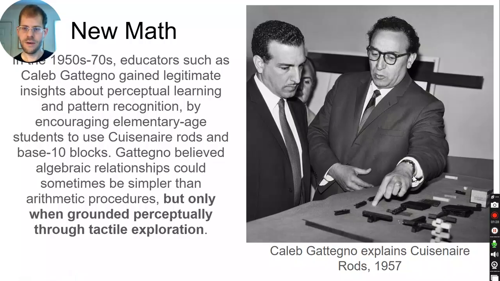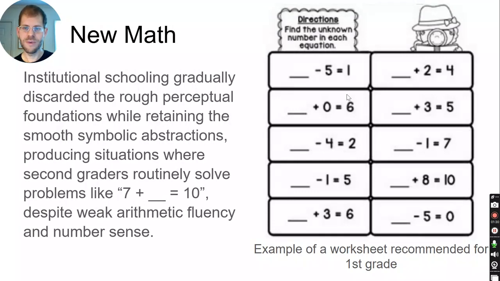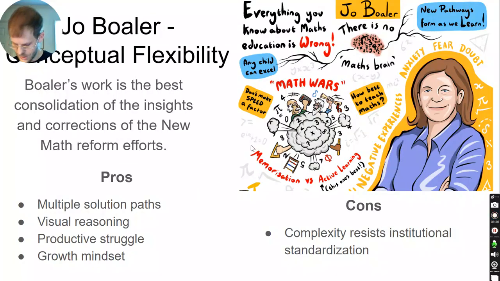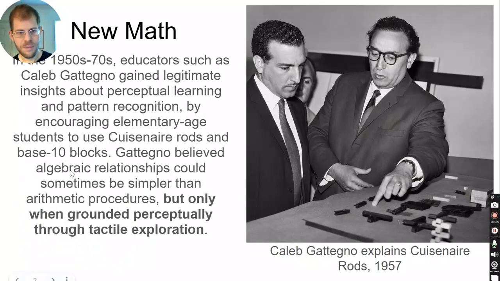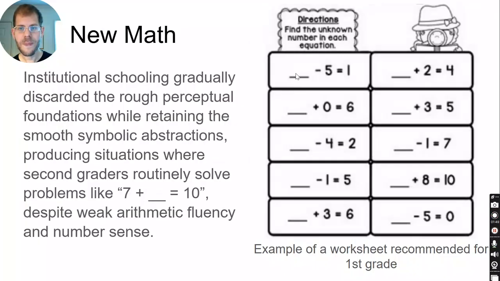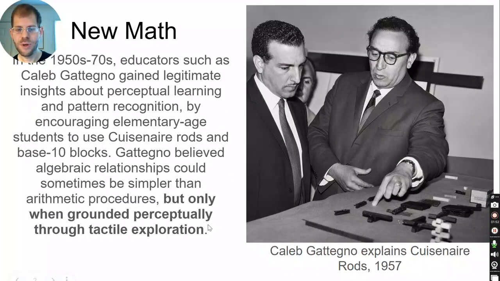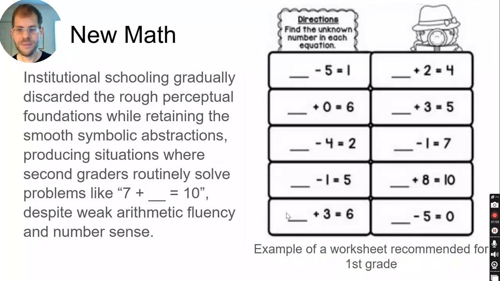So what it became, unfortunately, was problems like this. Gattegno actually did agree with this idea that algebraic relationships could sometimes be simpler than arithmetic, than memorizing your times tables, for instance. But he wanted it to be perceptual, based on touching the rods and the blocks. Unfortunately, schools kept that idea and got rid of the perceptual basis and put in these symbols instead.